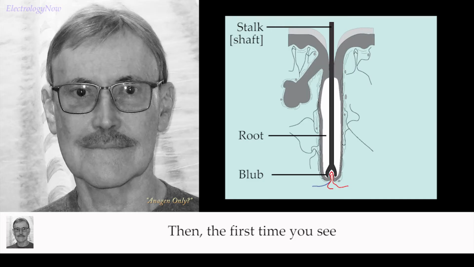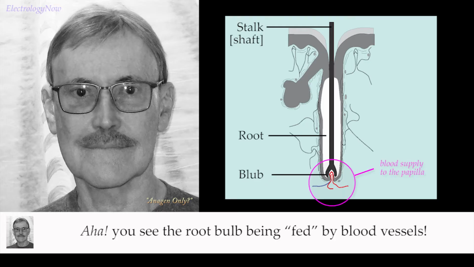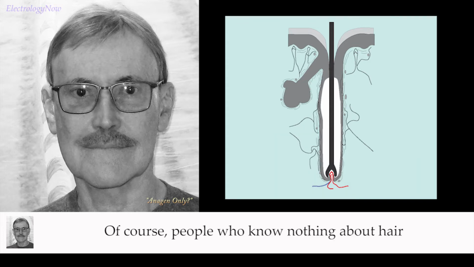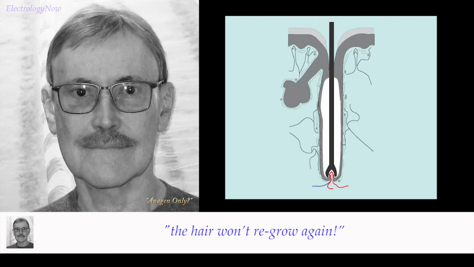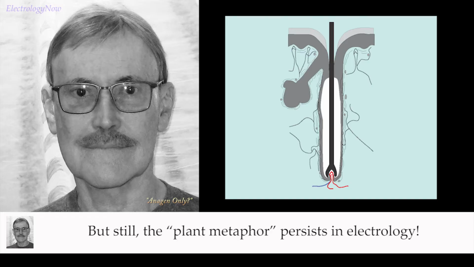Then, the first time you see an anatomical drawing of a hair, aha! You see the root ball being fed by blood vessels. Of course, people who know nothing about hair will tweeze a hair and think, well, if I pull out the root, the hair won't regrow again. Well, we all know that doesn't work. A hair is not a plant. A hair is not growing into the skin, it's growing out of the skin. But still, the plant metaphor persists in electrology.